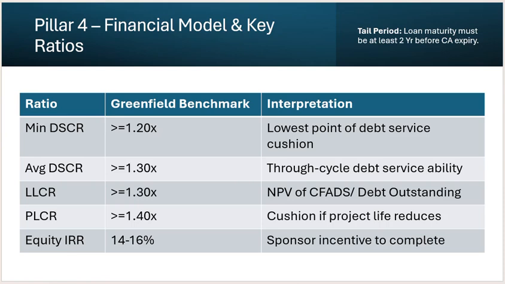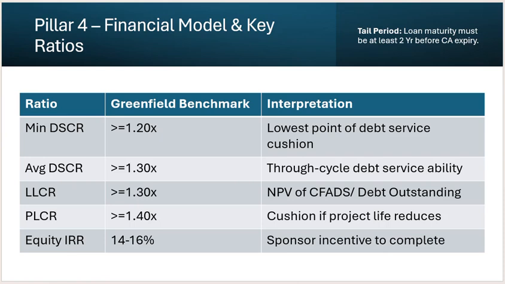To calculate the loan life coverage ratio, we use the formula for the net present value of the cash flow available for debt service for each year. We discount them and compare the cash flow available for debt service with the outstanding debt, that is, how much principal and interest we pay on the loan or the project finance. The project life coverage ratio is always greater than 1.4x.